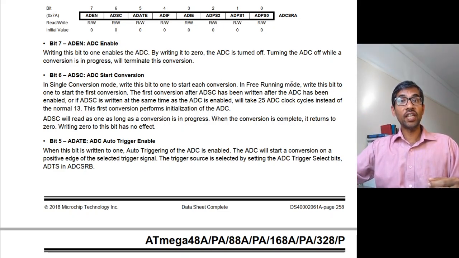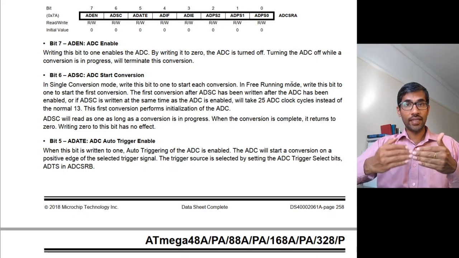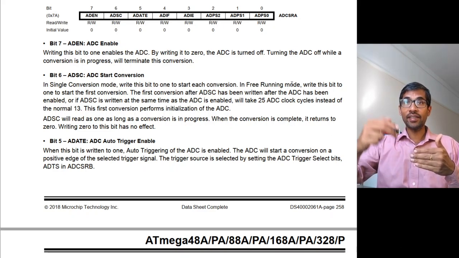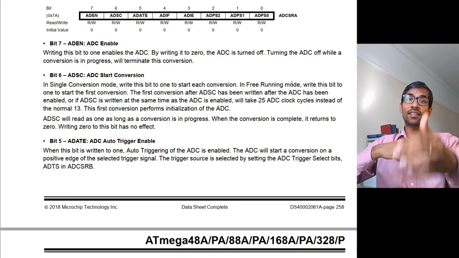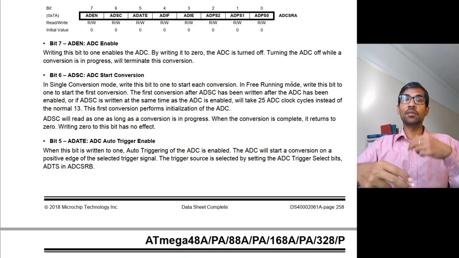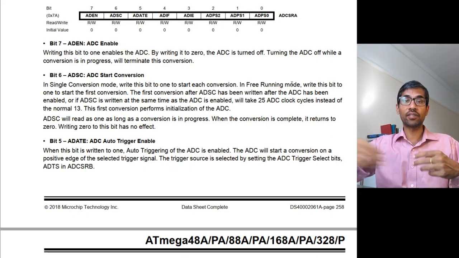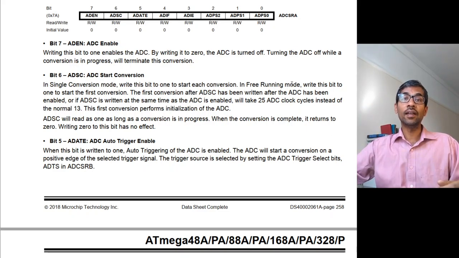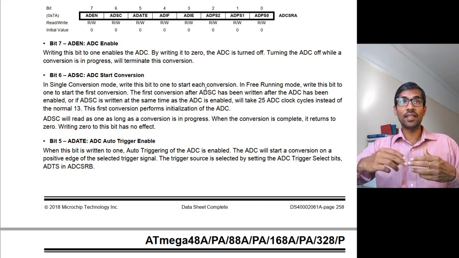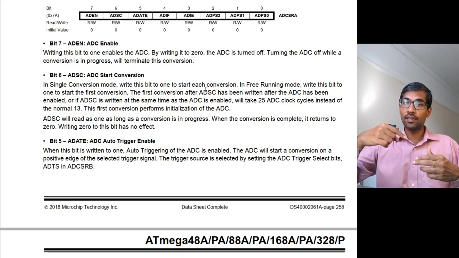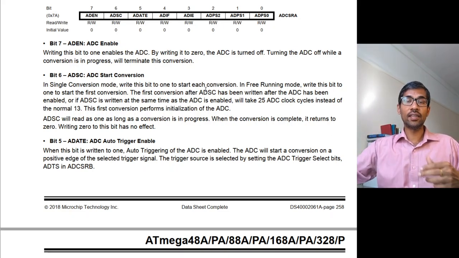But you could use a free running mode, which means that the ADC does one conversion and then immediately after that it starts another conversion, and then it starts another conversion as soon as that is finished, and so on. So it continuously keeps converting analog values to digital values. And if that is the case, then for ADSC you just set it to 1, and basically it just continues doing the conversion.